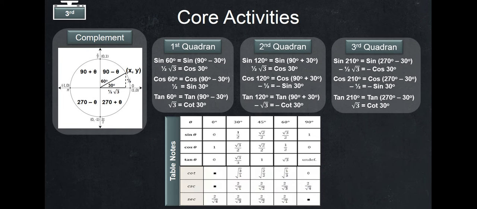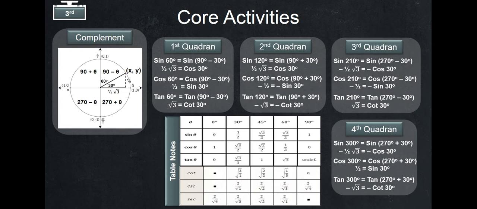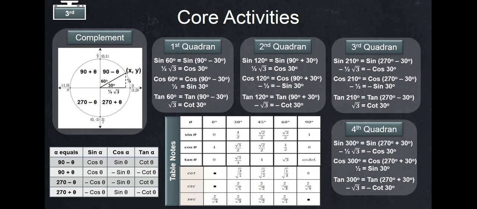Example of using the formula in quadrant 3: sine 210 equals sine of 270 minus 30. The sine value of 210 is negative half root 3, equals negative cosine 30. Example in quadrant 4: sine 300 equals sine of 270 plus 30. The sine value of 300 is negative half root 3, equals negative cosine 30. If calculated from the sine, cosine, and tangent values, you will get the value of each of the following quadrants.